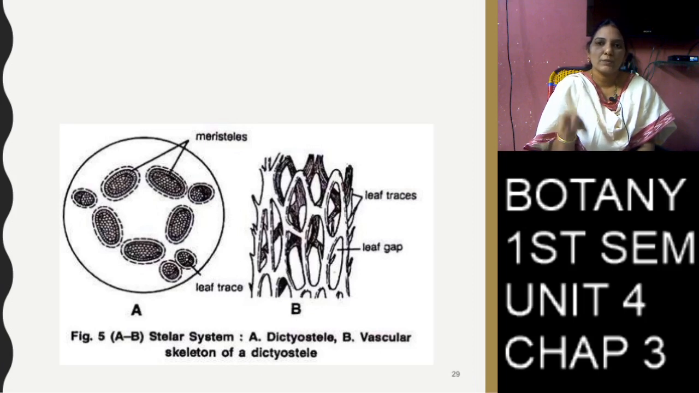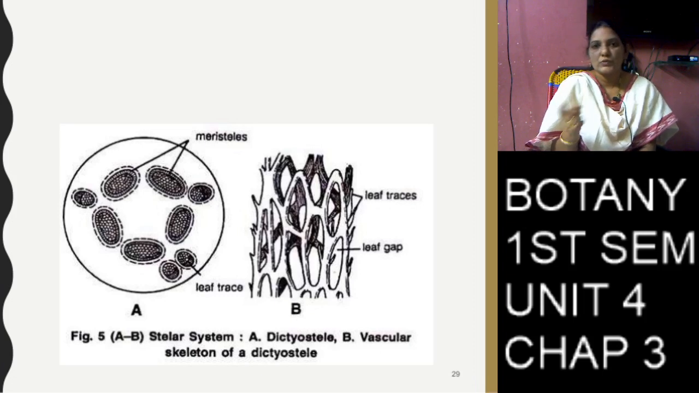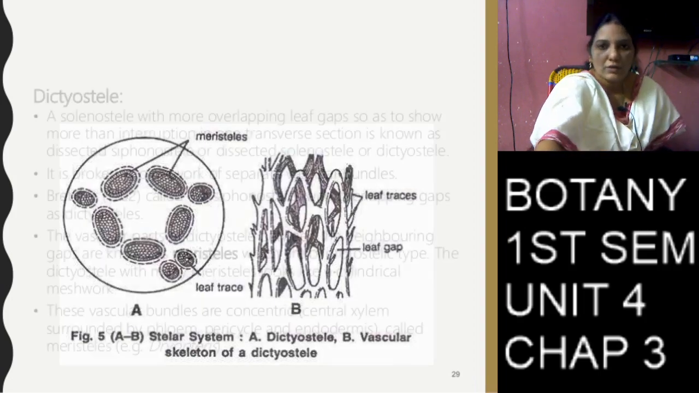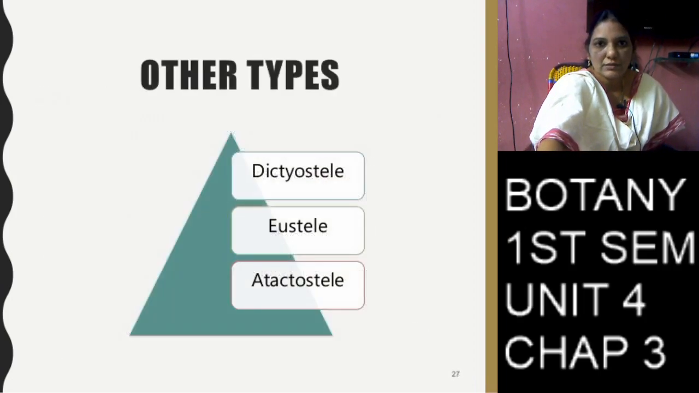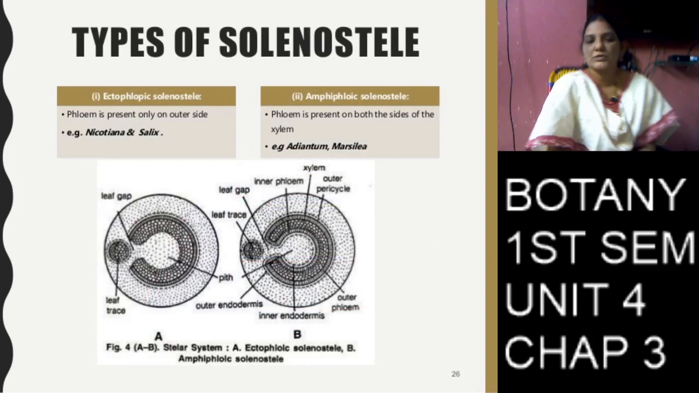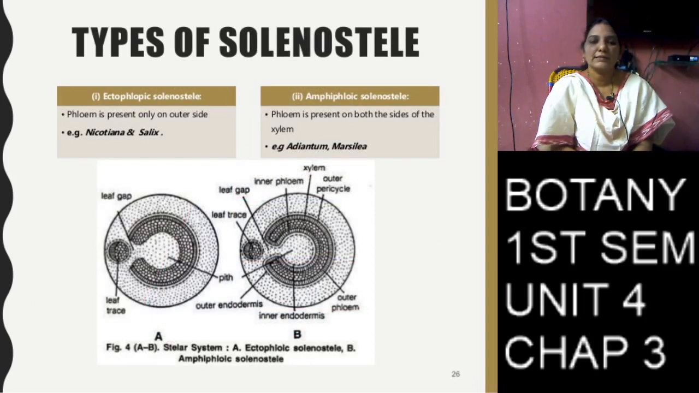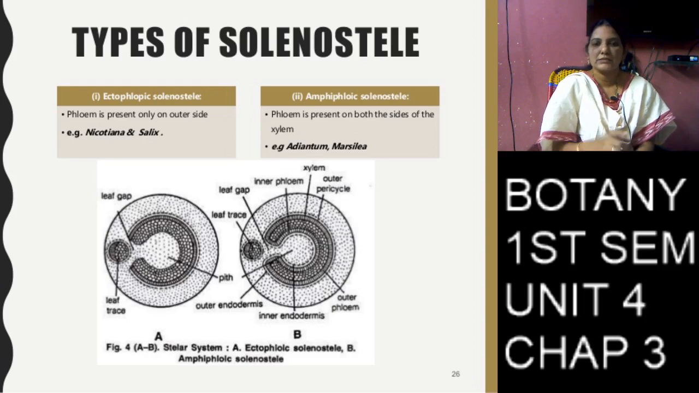So this total part, not the medulla, so xylem, phloem, pericycle and endodermis, these total parts have so many gaps here. So we can see the solenostele. So here only one leaf gap is there, and only one leaf trace is there.